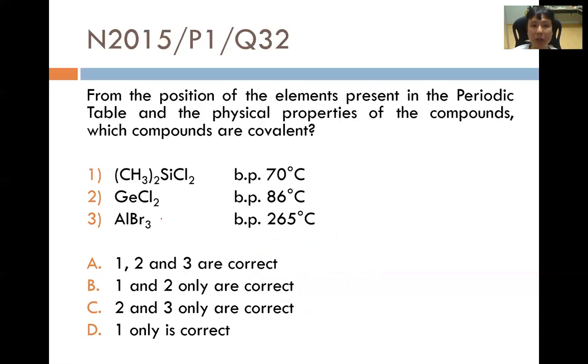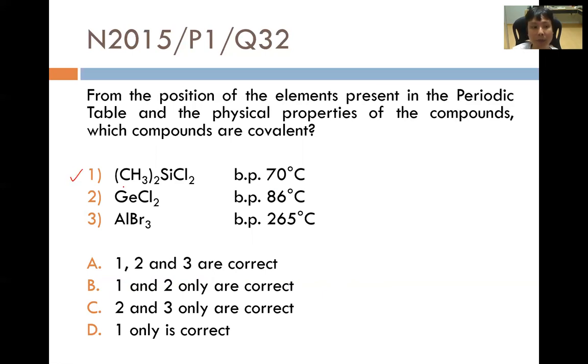Okay, November 2015, paper 1, question 32. From the position of the elements present in the periodic table and the physical properties of the compounds, which compounds are covalent? Okay, so if you look at option 1, first of all, all the atoms are non-metals, and hence it can only be covalent bonds. And from the boiling point, we can see it's also not very high, and hence, definitely option 1 is a covalent compound.